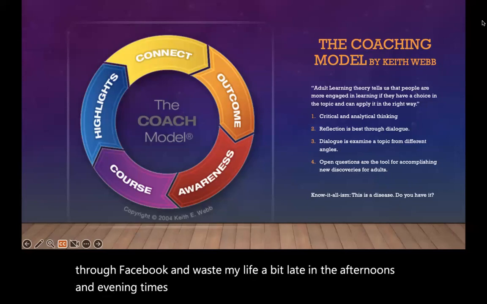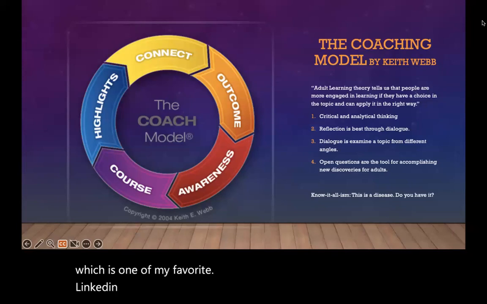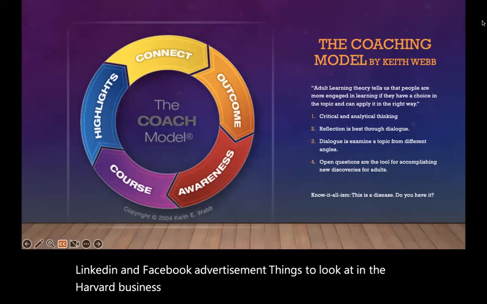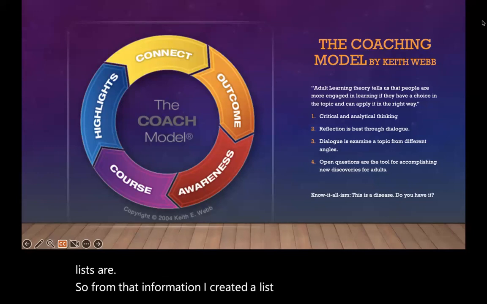And there was a Harvard Business Review, which was one of my favorite LinkedIn and Facebook advertisement things to look at. In the Harvard Business Review, they were talking about how powerful lists are. So from that information, I created a list. And so on that list, I'm going to put the top 5 things I need to do tomorrow.